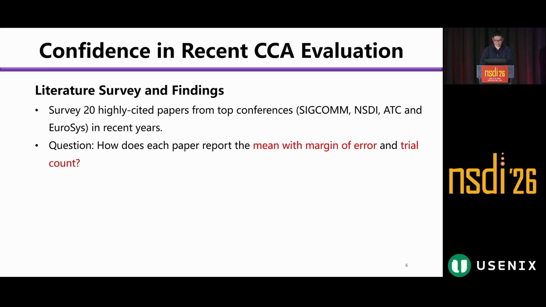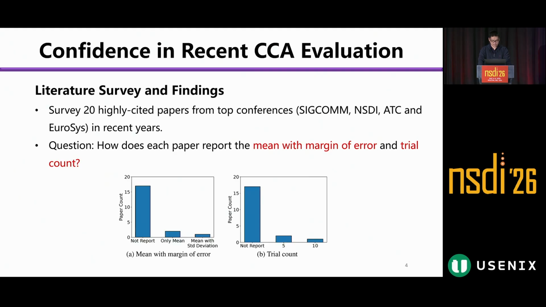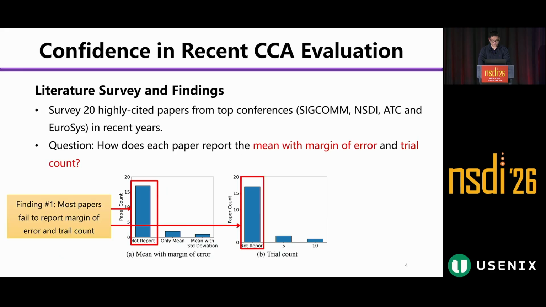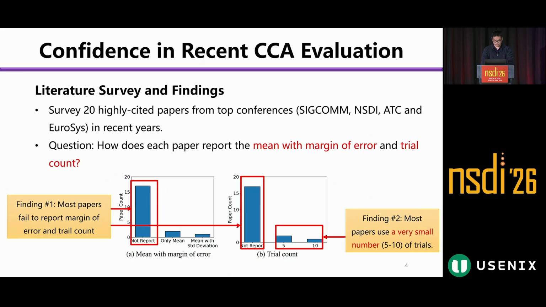So we asked, how is the confidence in recent CCA evaluation? We surveyed 20 highly cited CCA papers in data center networks from SIGCOMM, NSDI, ATC, and EuroSys in recent years. For each paper, we look at two things. Did the authors report a margin of error around their reported metric? And did they report how many trials they ran? We have two key findings. First, most papers fail to report margin of error and trial count. And second, among the reported work, most papers use a very small number of trials, only 5 or 10.